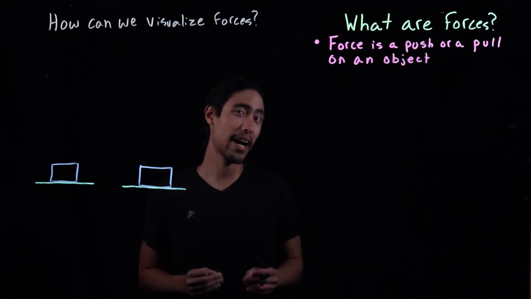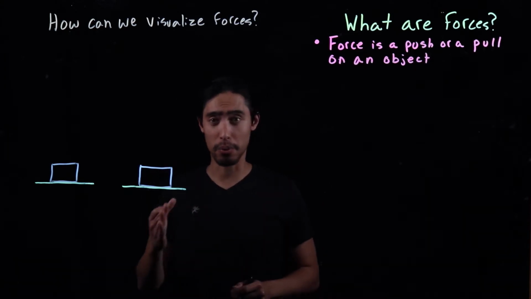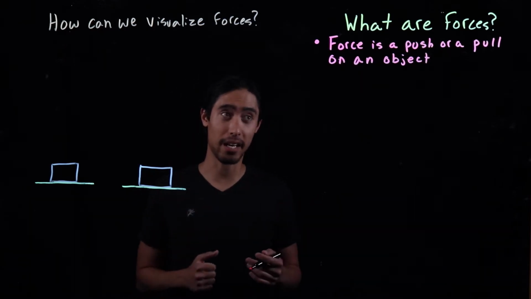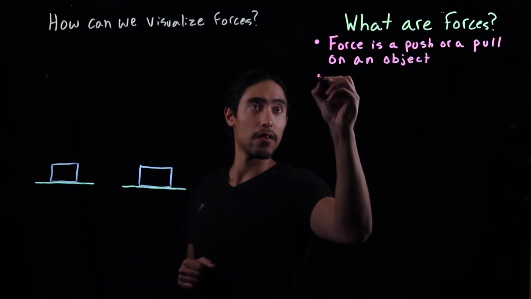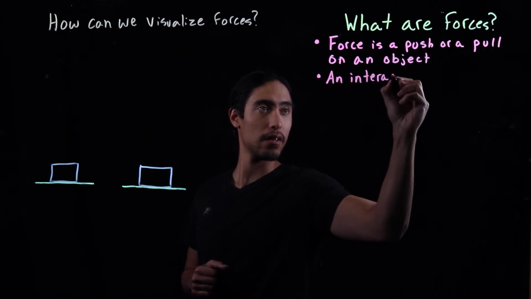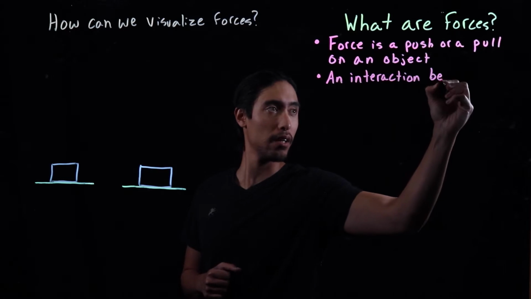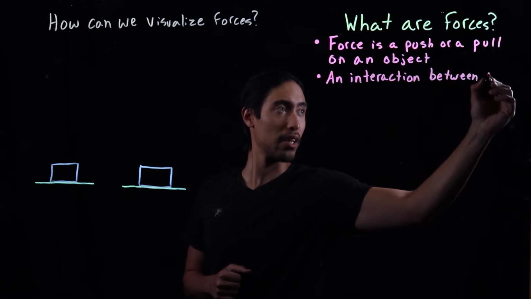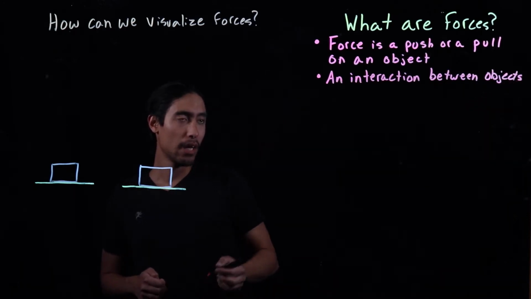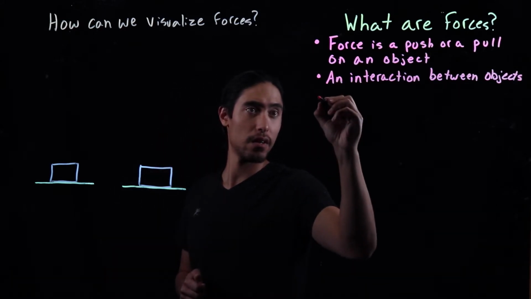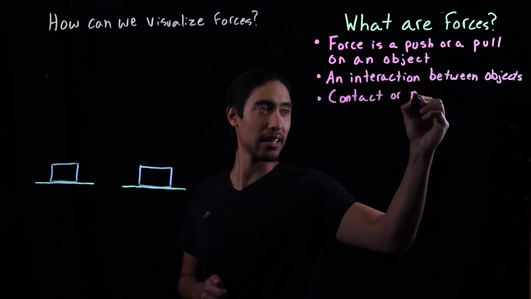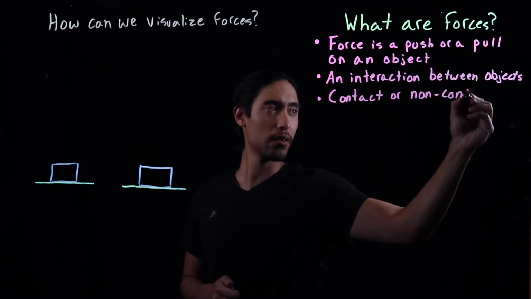It's really an interaction between objects. So one object will push on another object, or one object will pull on another object, and they'll push and pull right back at each other. So forces are an interaction between objects. And lastly, forces can be contact or non-contact. So let's go through a couple examples here.